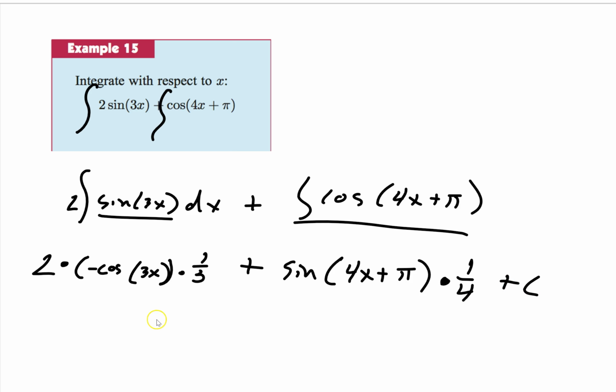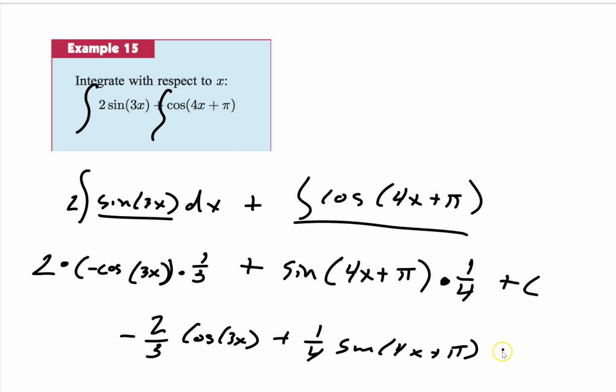And then we're done. We can make it a little prettier: negative 2/3 sine 3x plus 1/4 sine of 4x plus pi plus c. And that's how you do reverse chain rule.